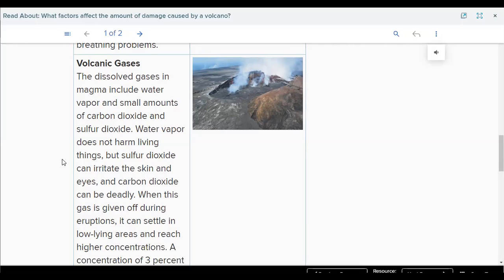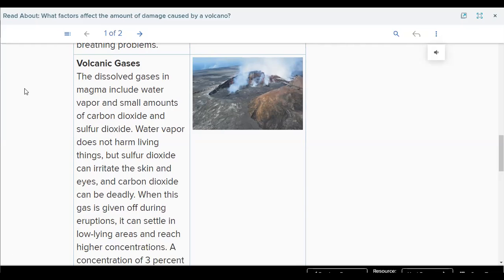Sulfur dioxide can irritate the skin and eyes. Irritate means problems, spots on our skin and damage to our eyes. So it's called sulfur dioxide, and it's a poisonous gas produced from this volcano. Can you complete? Of course, the skin and eyes.